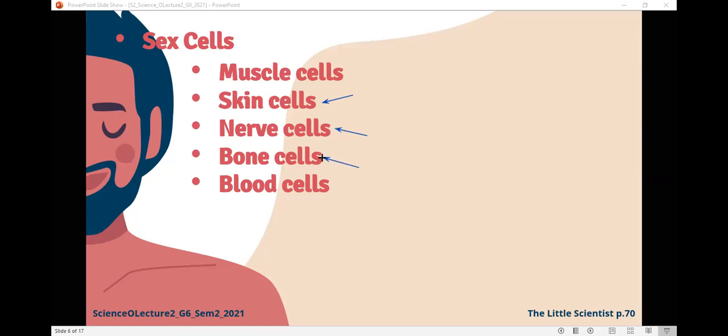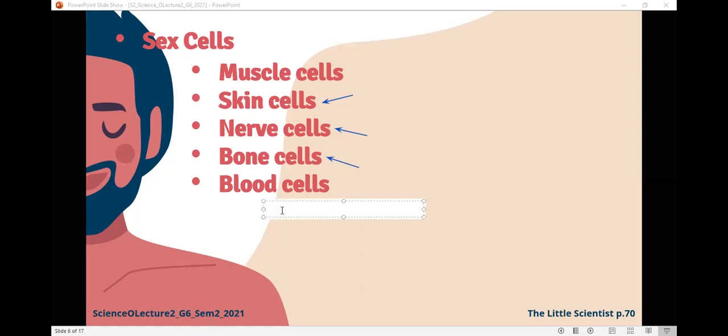Bone cells. What's the function of the bone cells inside the body? To build our bones. And what do bones do? To support our body. They support our body. Bravo, Angelina.